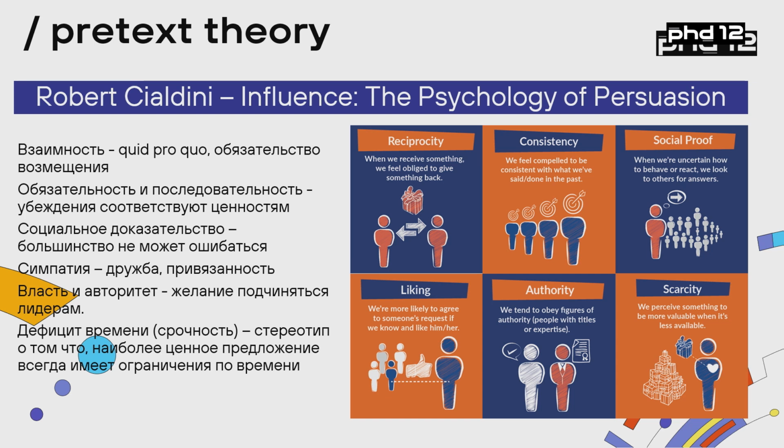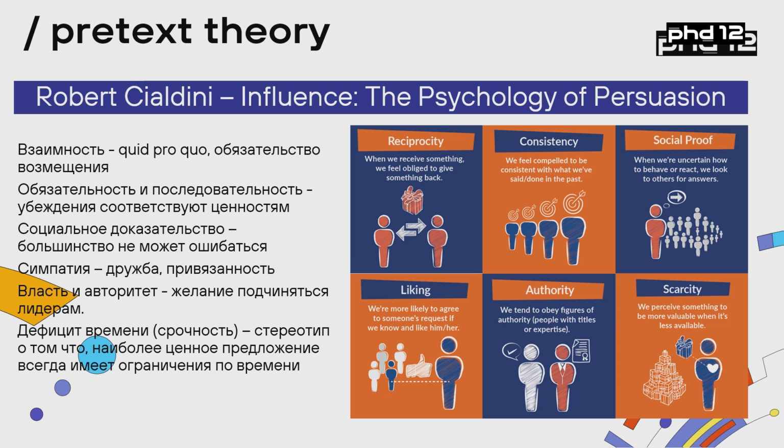Now, consistency: we feel compelled to be consistent with what we've said or done in the past. Social proof, like 50 people with torches and pitchforks cannot be wrong. Liking, authority, scarcity, well, these are so well-known things, really. We tend to, for example, obey figures of authority, people who inspire us. Scarcity is about lack of time, among other things. Well, time is always limited in any case.